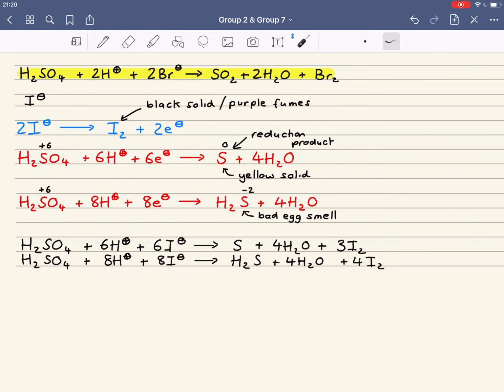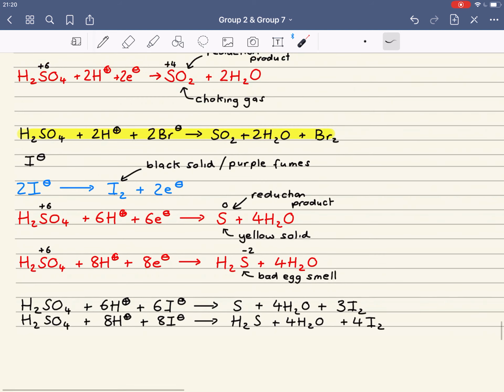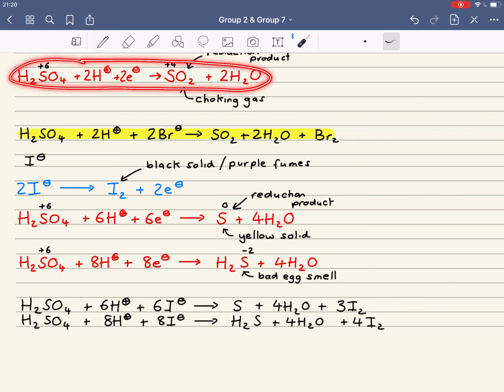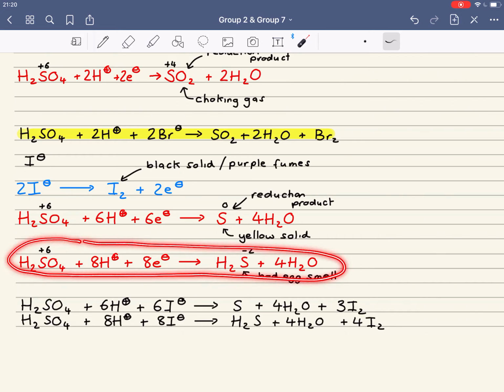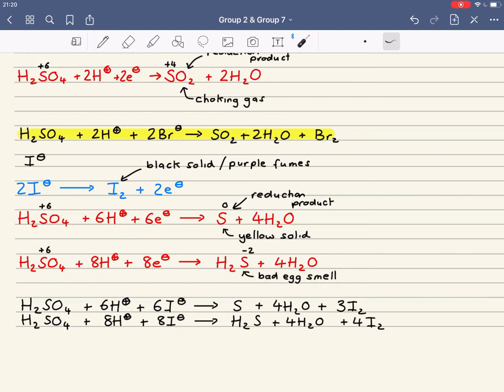Iodide ions, there are 3 potential reduction products there. It will also reduce the sulfuric acid to SO2, exactly the same half equation. But we can also reduce sulfuric acid to sulfur, where sulfur is another reduction product seen as a yellow solid. You can also reduce the sulfuric acid to H2S. H2S is another reduction product with a bad egg smell. The iodine is an oxidation product seen as a black solid or purple fumes.